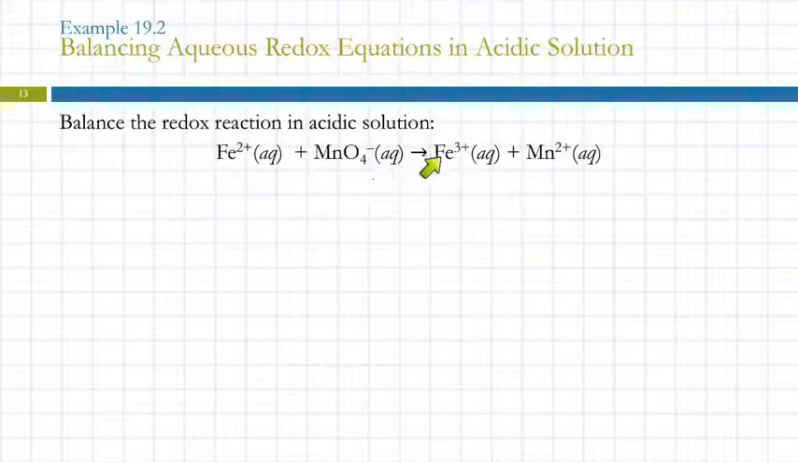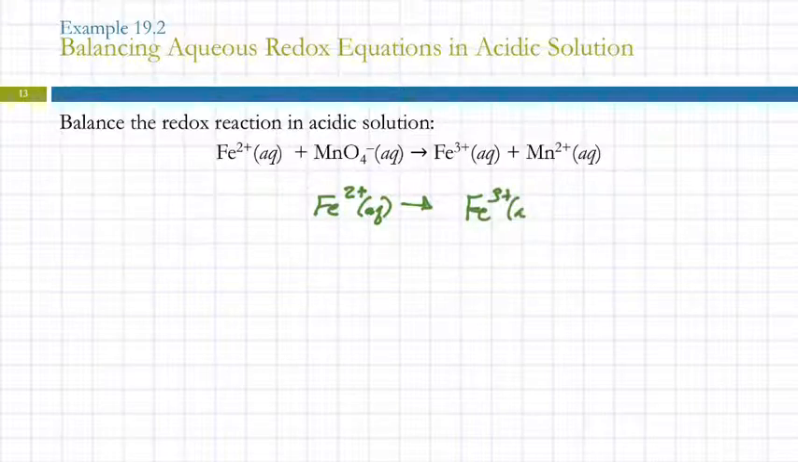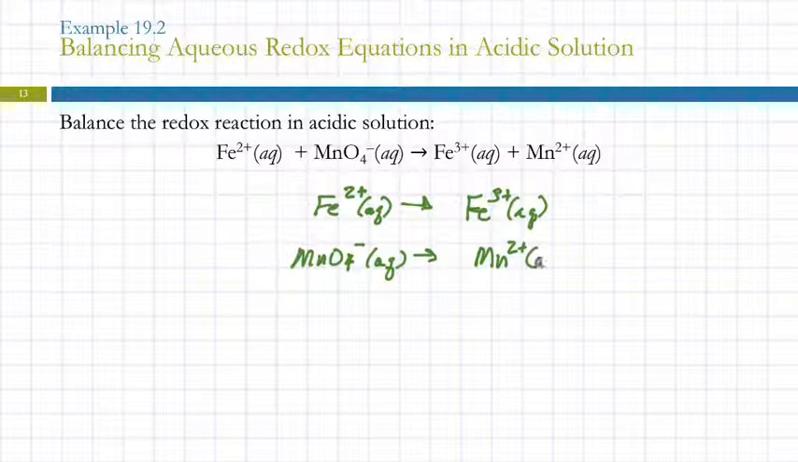So the iron 2 and the iron 3 obviously are part of the same half reaction, right? So we'll make that one half reaction: Fe2+ and Fe3+. And then the permanganate ion and the manganese ion must be the other one. So we made two half reactions. What do we do next?